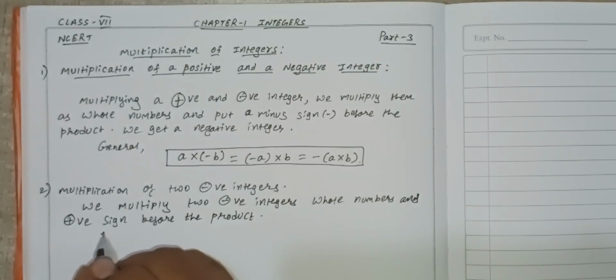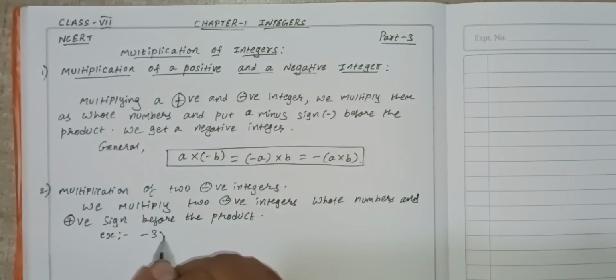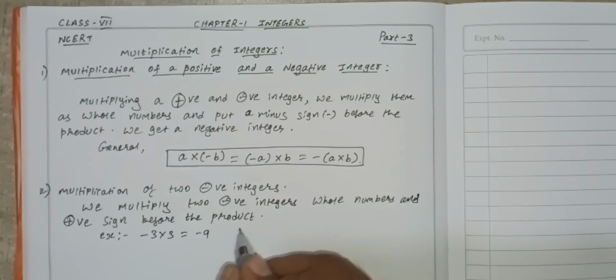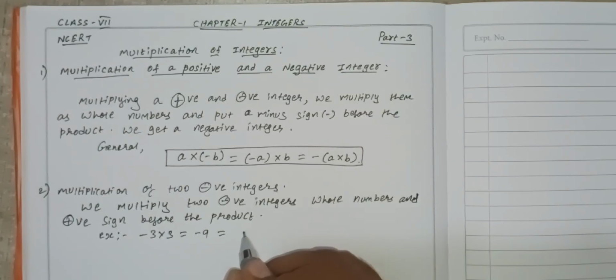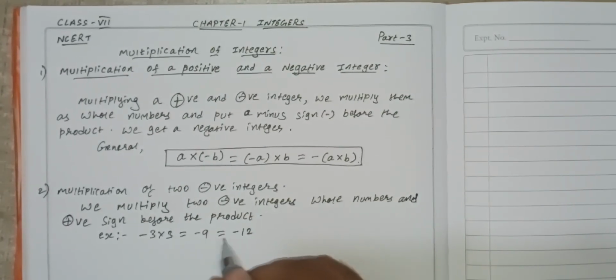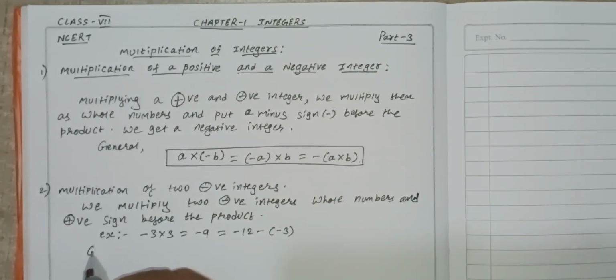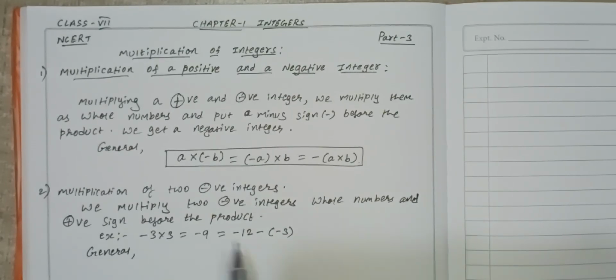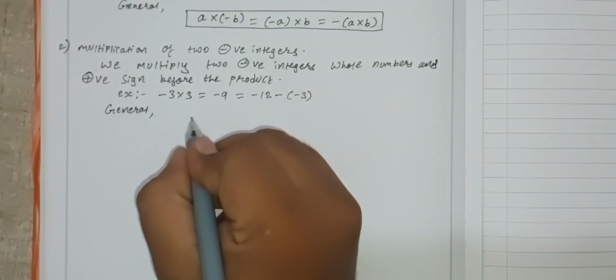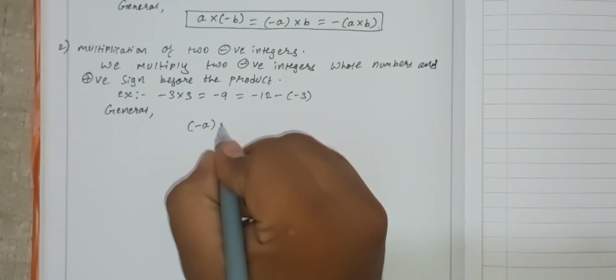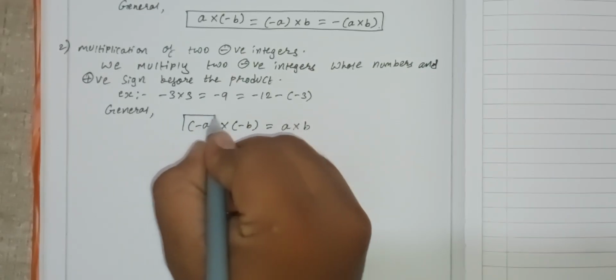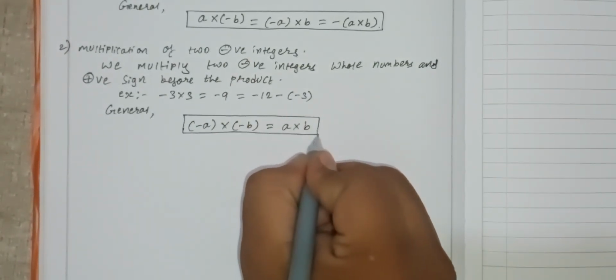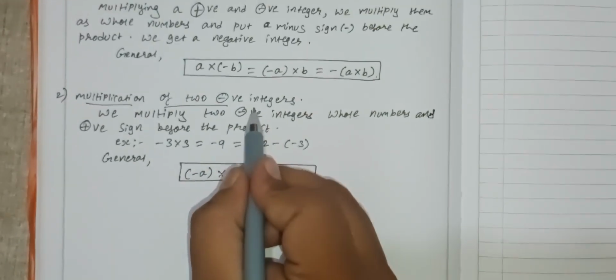Like for example, minus 3 into 3 is equal to minus 9. That means when we multiply minus 3 into 3 we get minus 9. In the same way, we can take two integers, minus 12 and minus 3, and write them in this form also. In the general form, minus a into minus b is equal to a into b. So this is the general form of a multiplication of two negative integers.